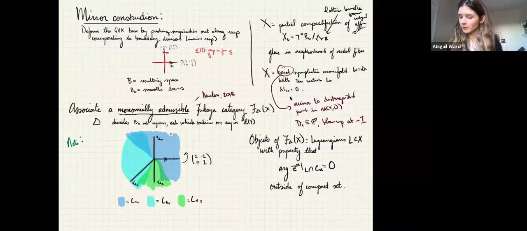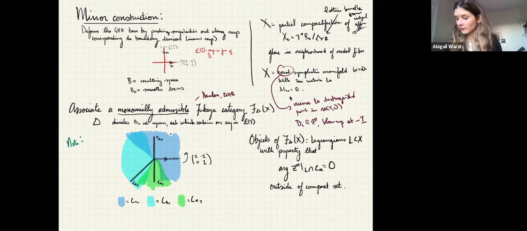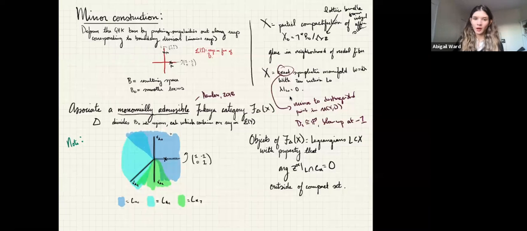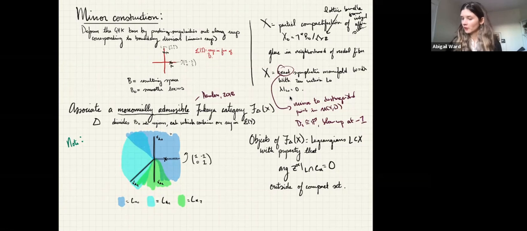a subdivision of your B naught delta, and I'm going to divide this B naught or B into regions which each contain one ray in the fan, and I'm going to demand that away from a compact set your Lagrangians in your Fukaya category are the objects which have some sort of restriction on their complex parameters. Sorry, so what I mean there is I'm identifying, so this is locally isomorphic to C star squared.